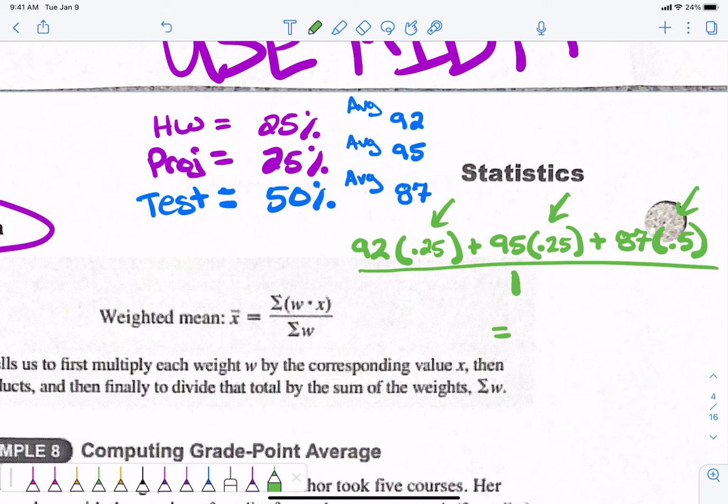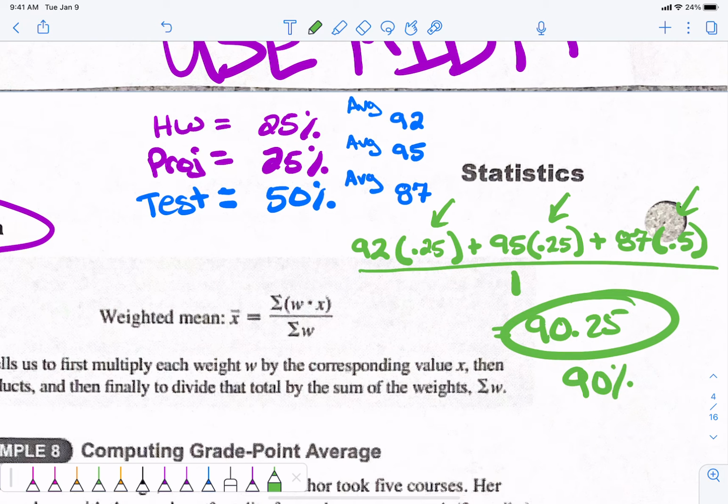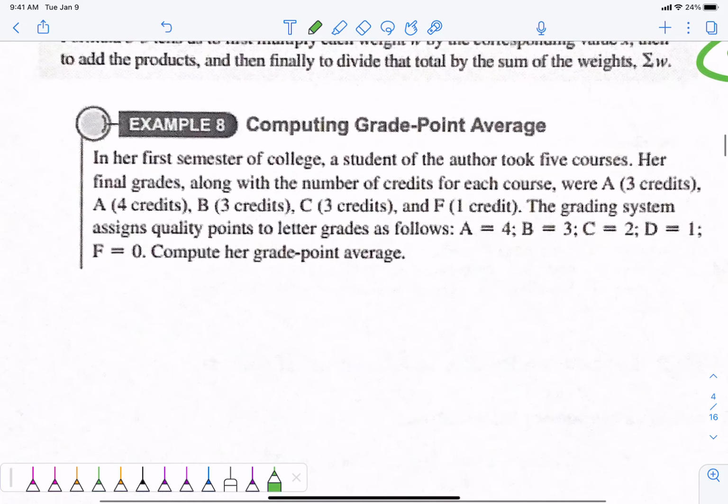90.2. That's why you have people that have 99s in homework and then they drop a 70 in for a test and they're like, why is my grade so low? It's because your test is low. It's 90.25. So a 90% basically is what your entire grade will be. Even though you've got that 95 and that 92 in there, the 87's pulling you down. Okay, so that's how a weighted average works.